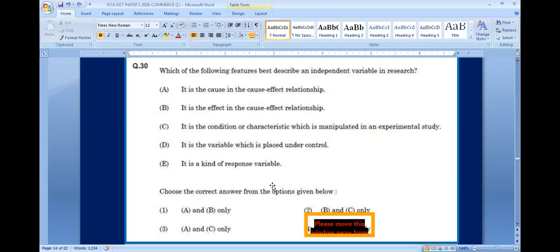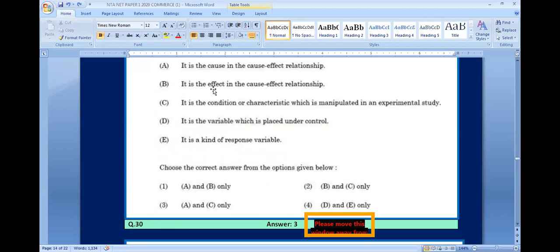So let us look at the code. Independent variable, it is the cause in the cause effect relationship, or it is the effect in the cause effect relationship. It's a condition of characteristic which is manipulated in the experimental study. It is the variable which is placed under control. It is a kind of response variable. So the E is not true. We can cancel fourth option. So A is correct. It is a cause in the cause and effect relationship. What is cause and effect relationship?